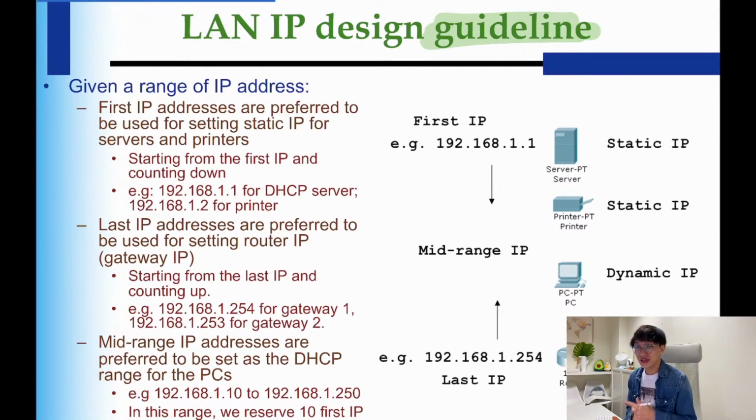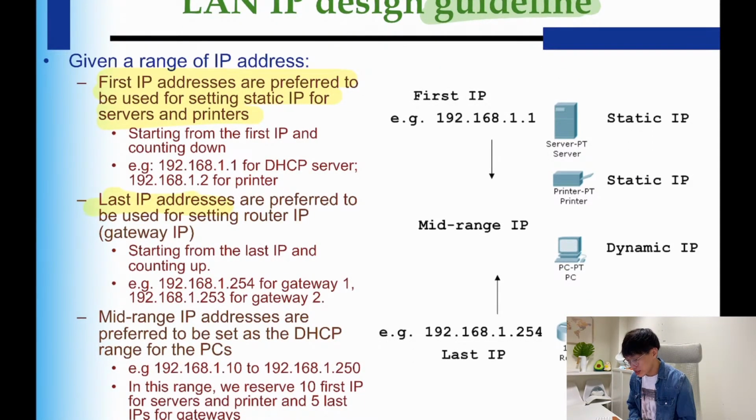It says that it is best if when you design a network, you want to keep the first few addresses for servers. So you see, the first IPs are preferred to be for servers and printers. And the last IP is always for the routers. Okay, now this is just a guideline. Normally we want to follow it because you think about this.